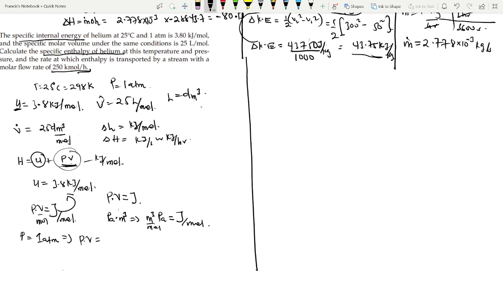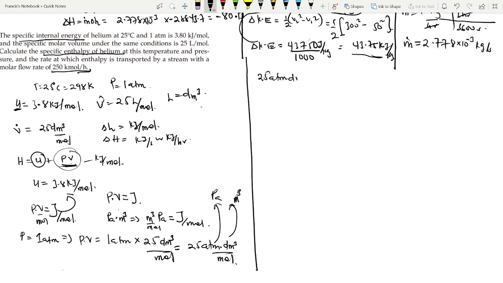So pressure times volume here is 1 atm times our volume, which is 25 liters per mole. So 25, I prefer using the meter cube per mole. So you are going to get 25 atm dm cube per mole. So we have to convert our pressure to Pascal, decimeter cube to meter cube, right? So 25 atm decimeter cube per mole. So our mole will be still fixed. Right? Now let's convert. So we have millimeters, centimeters, decimeters, and meters.